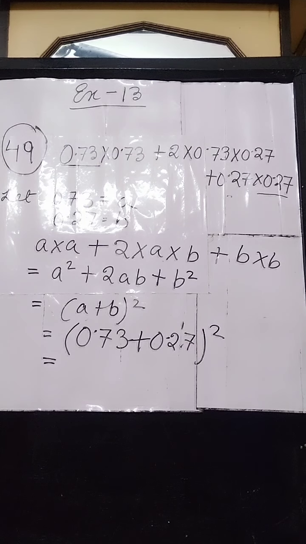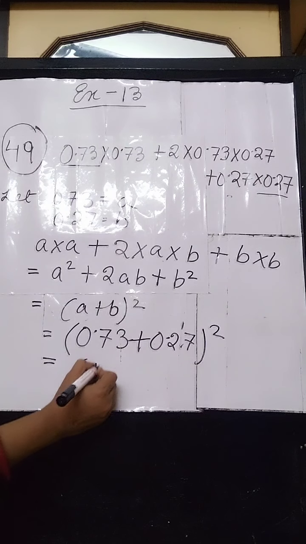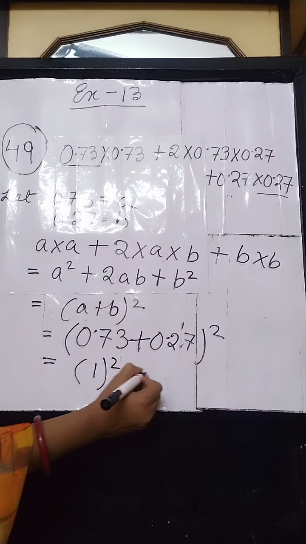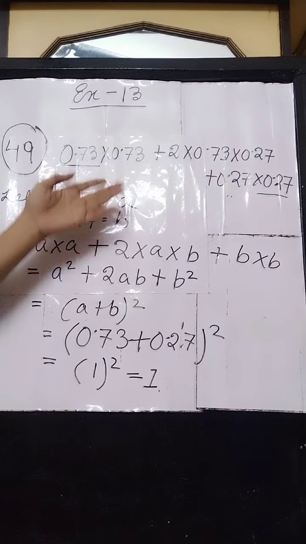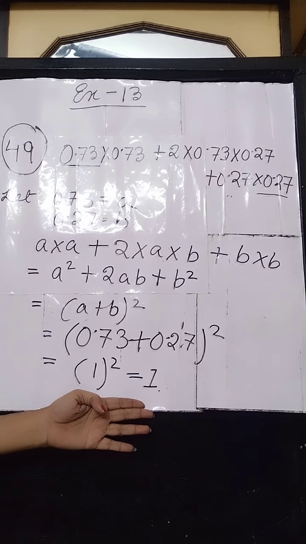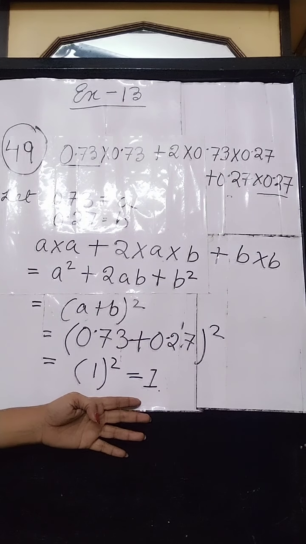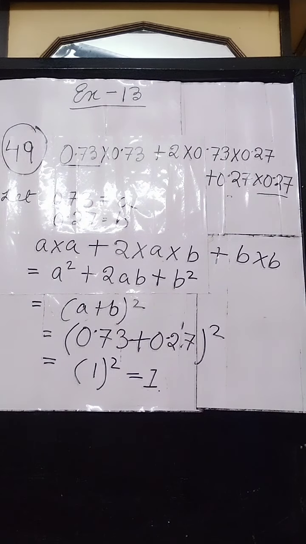Now we will evaluate this. We add 0.73 and 0.27. Let's see what is coming. We are getting 1.00, which means 1. 1 square is 1. See how big the sum was and what a simple answer we are getting. The answer is so simple only because we have applied the formula (A plus B) whole square.